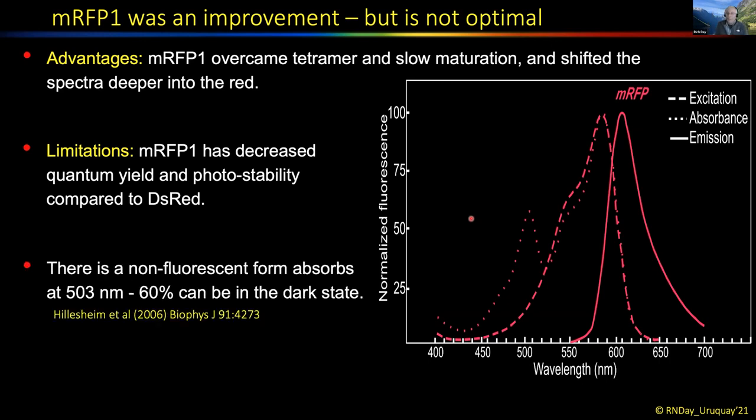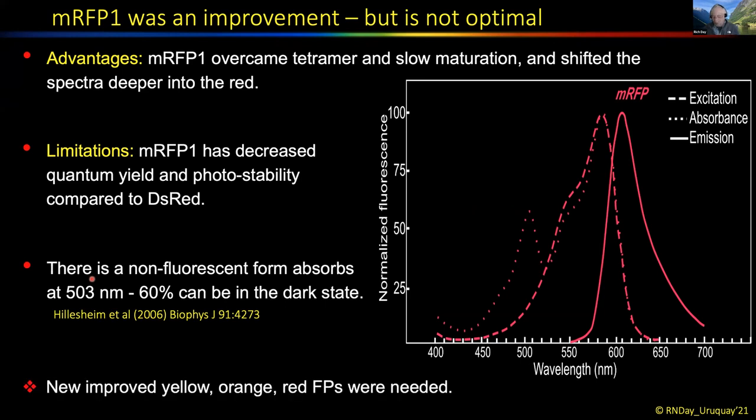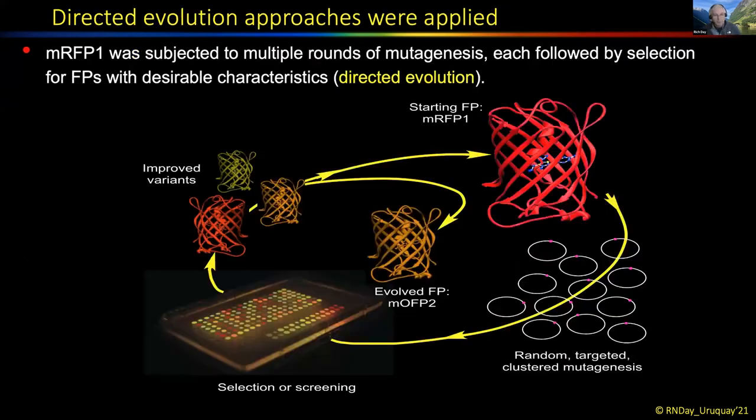And the big problem with MRFP was this issue right here, that as much as 60% of the protein formed a non-fluorescent form that absorbed but did not emit. So this was a real problem for MRFP. So we still needed improved FPs.